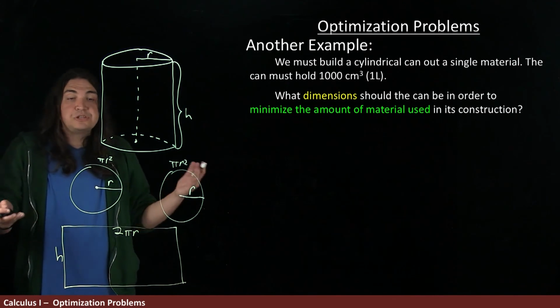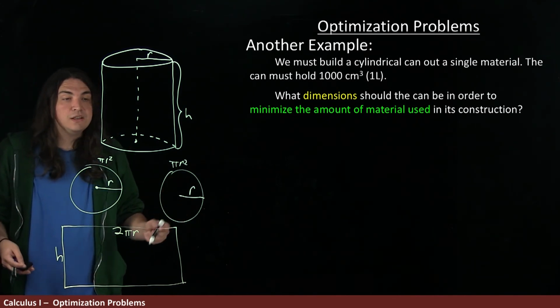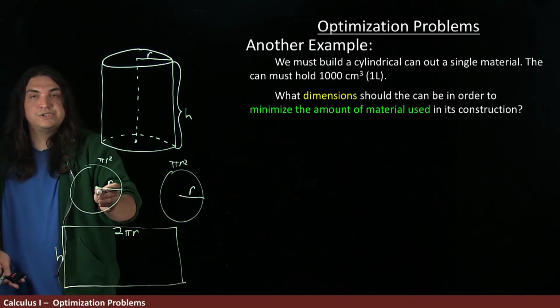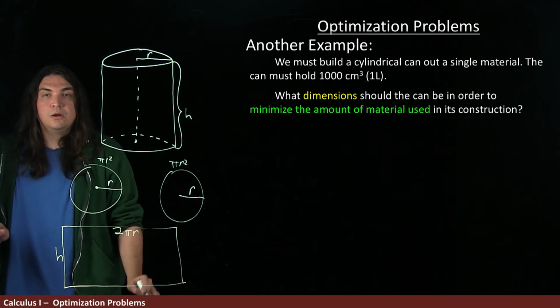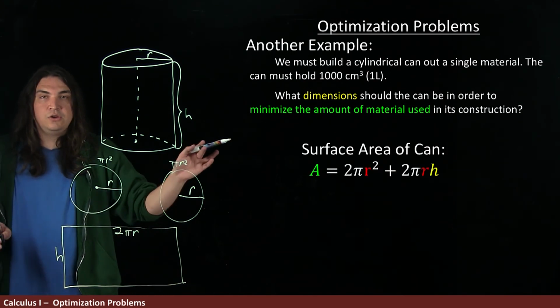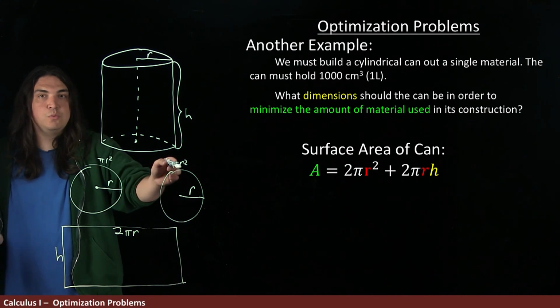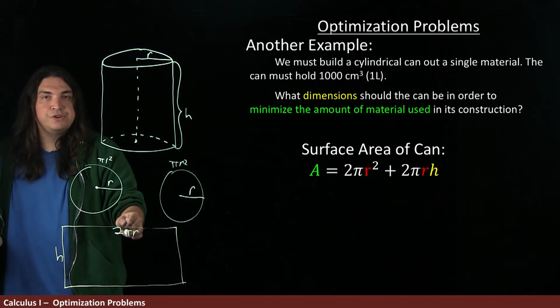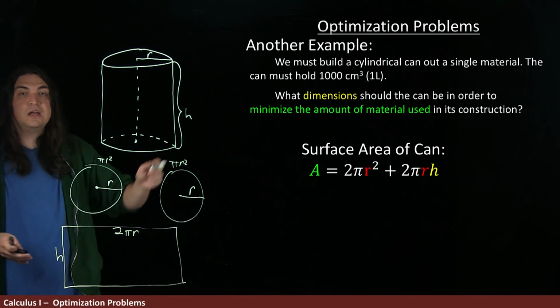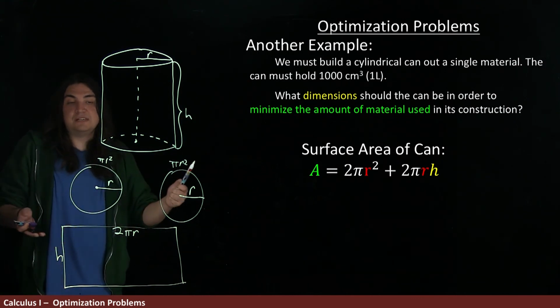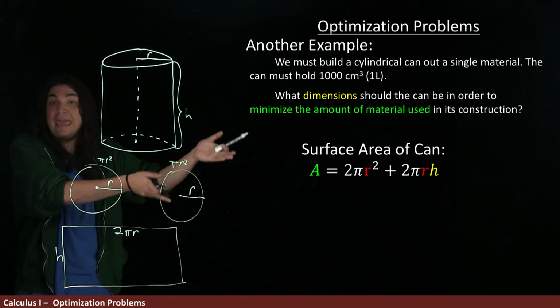So let's put this all together. Surface area of a cylinder, this circle plus this rectangle. Put that all together and you get this. I got the 2 pi r squareds and I got the 2 pi r times the h. There's my surface area of my cylinder, which I've decided to call a can.